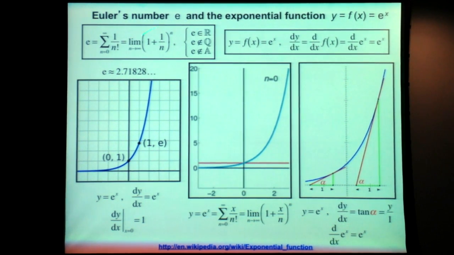As n gets larger and larger, we get closer and closer to the value e. So e is a real number. It's not itself a complex number. It's a real number, but it is not a rational number. It doesn't belong to the set of rational numbers. And it is not an algebraic number. It doesn't belong to the set of algebraic numbers. That is, e itself is not the root of any polynomial equation.